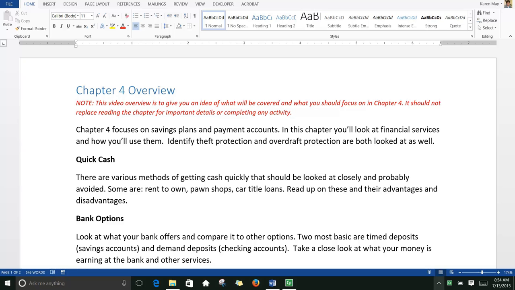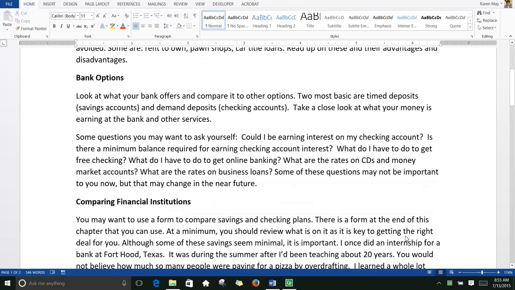Quick cash. There are various methods of getting cash quickly that should be looked at closely and probably avoided. Some are rent to own, pawn shops, car title loans. Read up on these and their advantages and disadvantages. In most cases, you'll find that they cost you more. Way more.